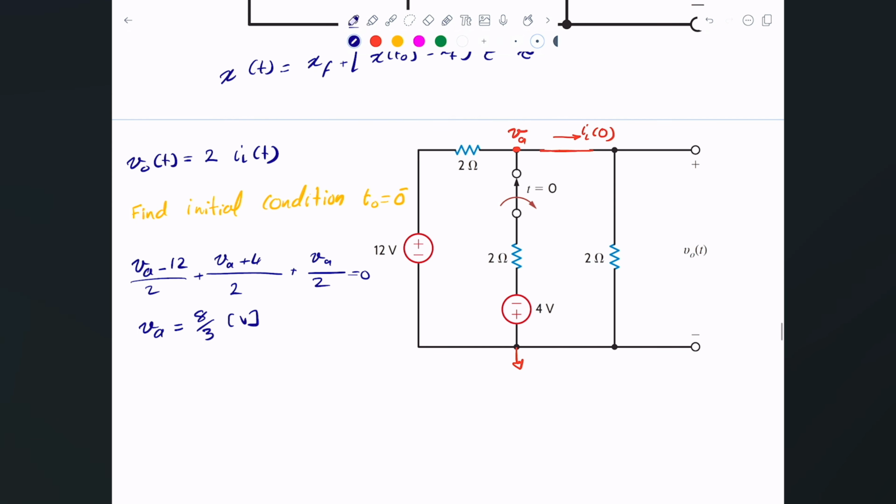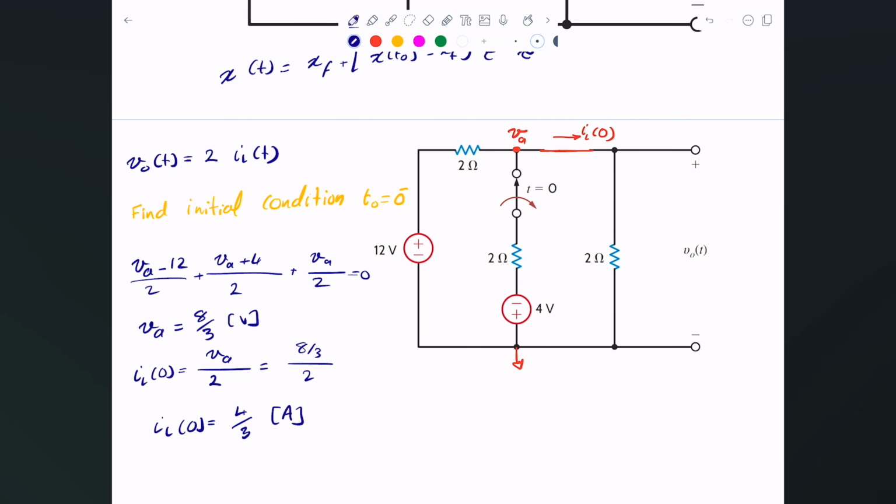Okay. So 8 divided by 3, so that tells me the IL of 0 is just simply VA divided by 2, which is just simply 8 divided by 3 divided by 2, and that here is IL of 0, the initial current across the inductor, which is just simply 8 divided by 6, and that is in amps. I can of course rewrite 8 divided by 6 as 4 divided by 3. It's the same, which is 4 divided by 3.